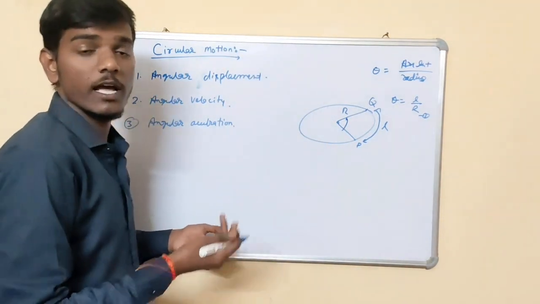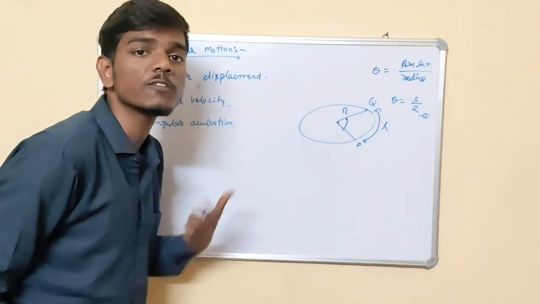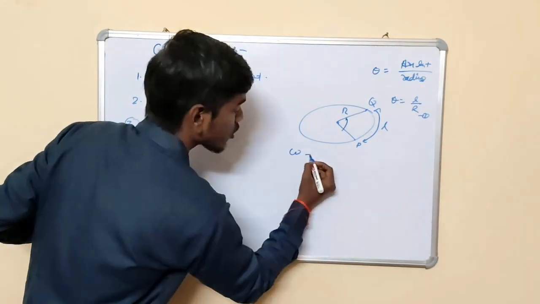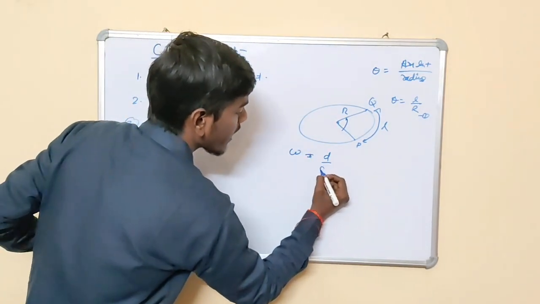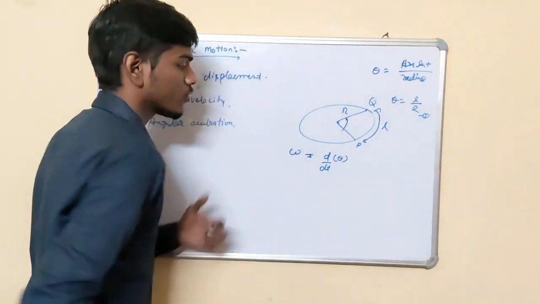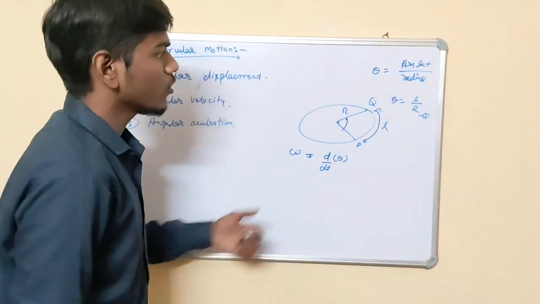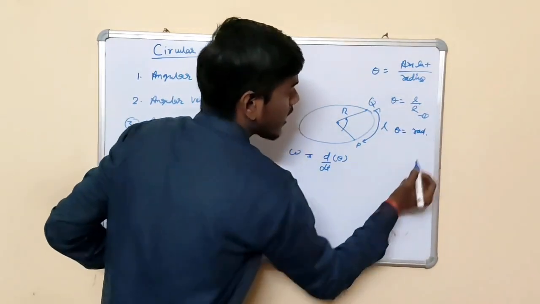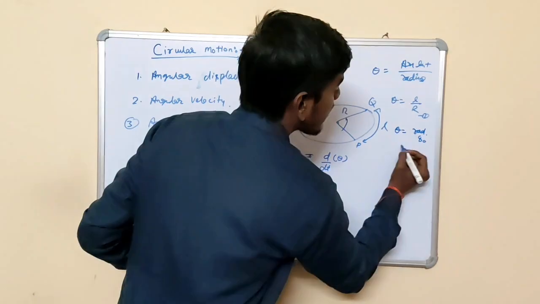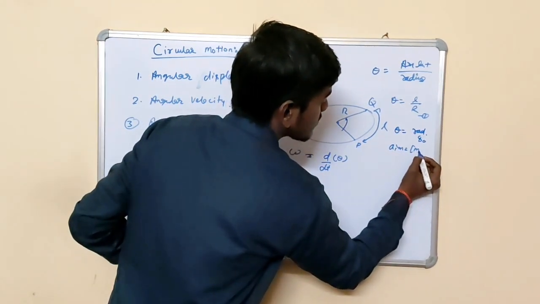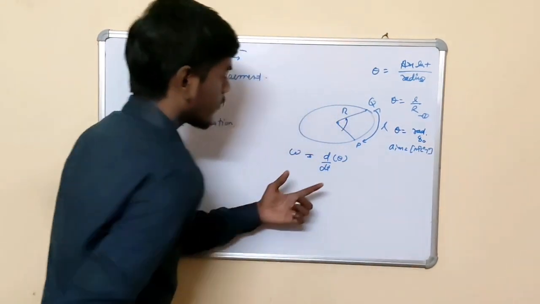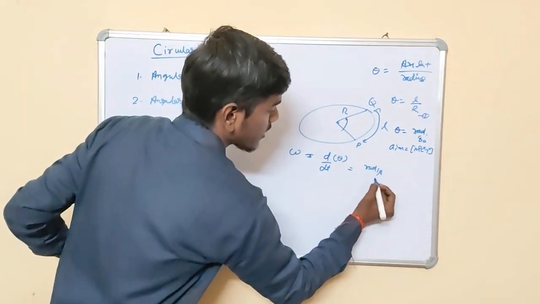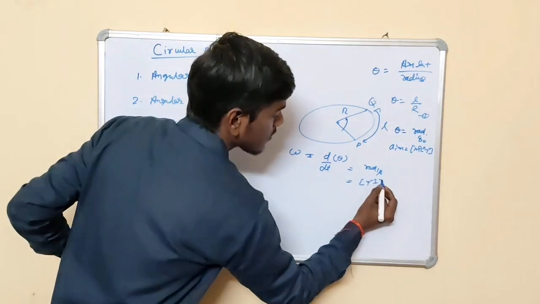Now let's move to angular velocity. So what is angular velocity? As we know, linear velocity is the rate of change of displacement with respect to time. In a similar manner, angular velocity is the rate of change of angular displacement with respect to time. One thing I forgot to mention, the unit of angular displacement is radian, and it is a dimensionless quantity. Here omega is angular velocity. Angular velocity has the unit radian per second, so its dimension will be T to the power -1.